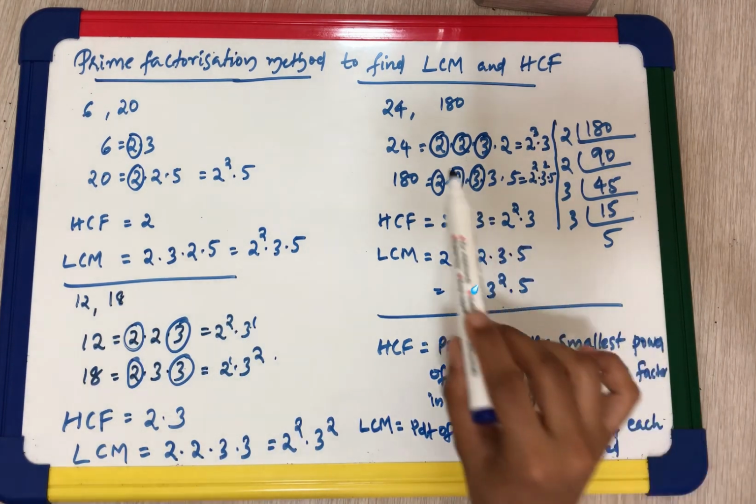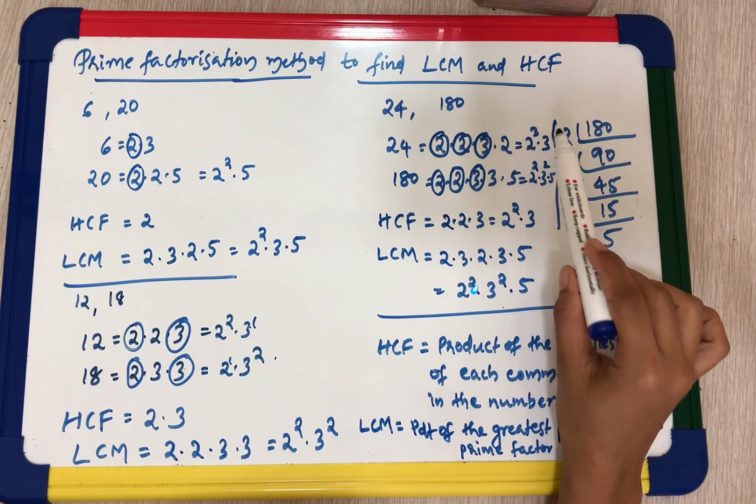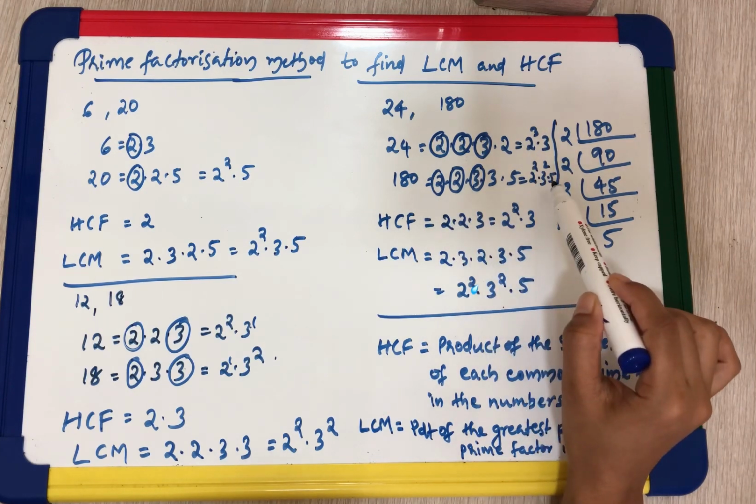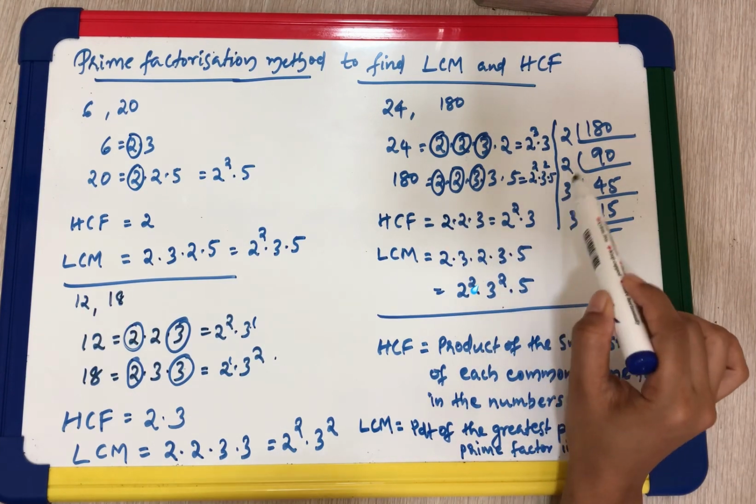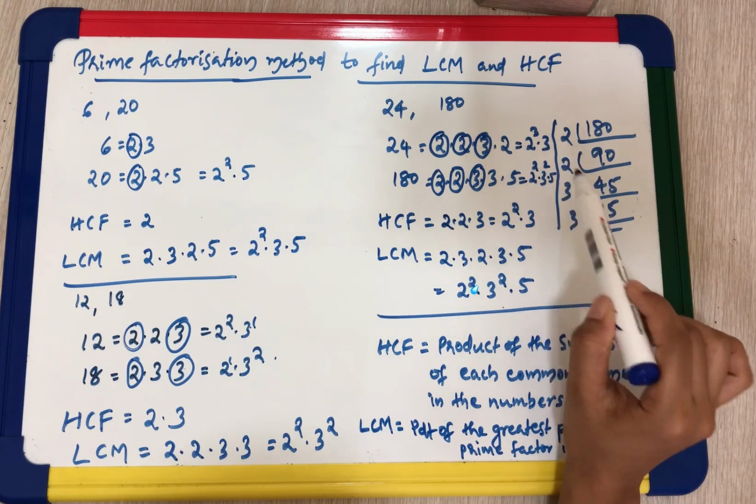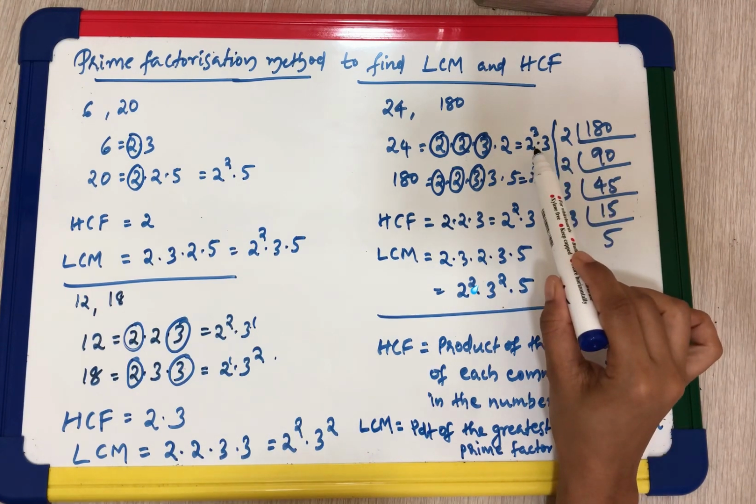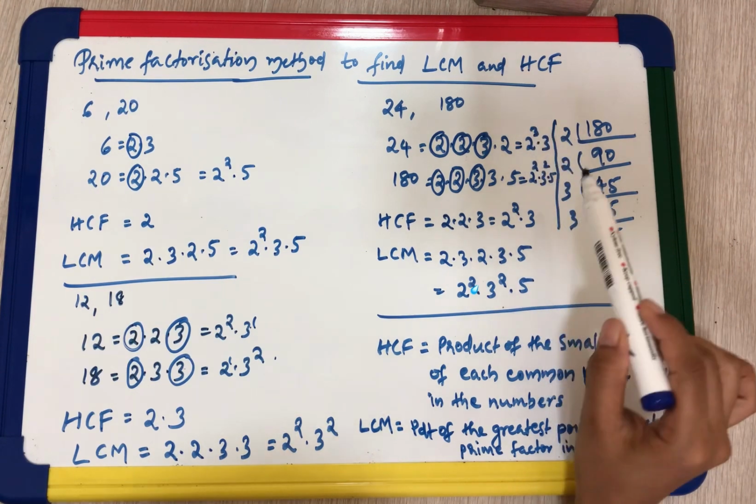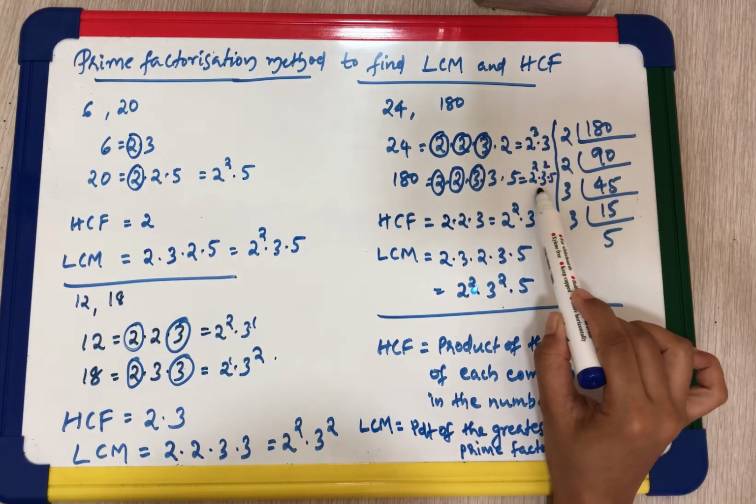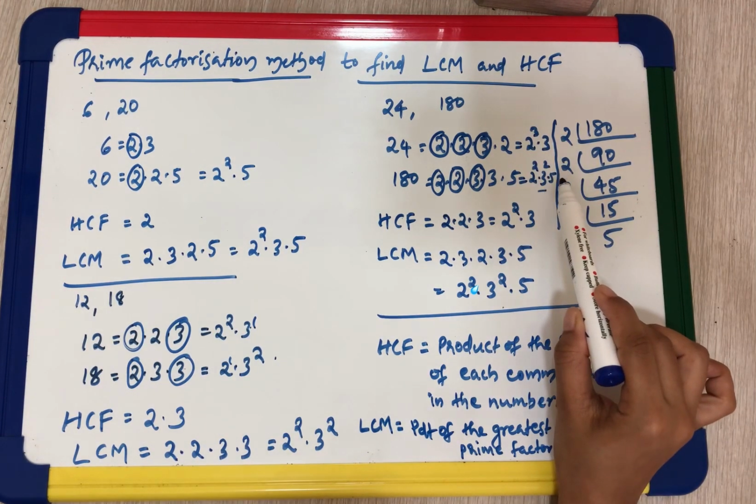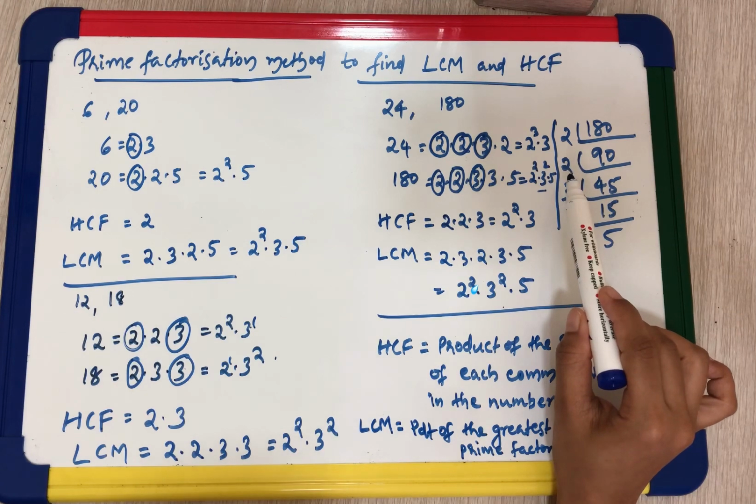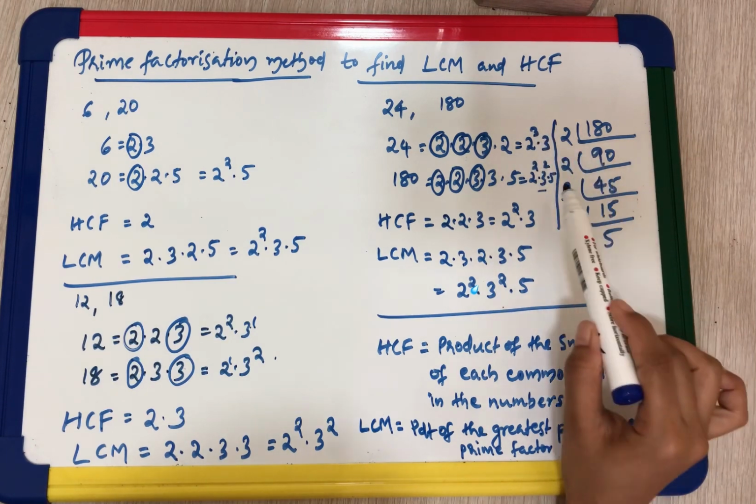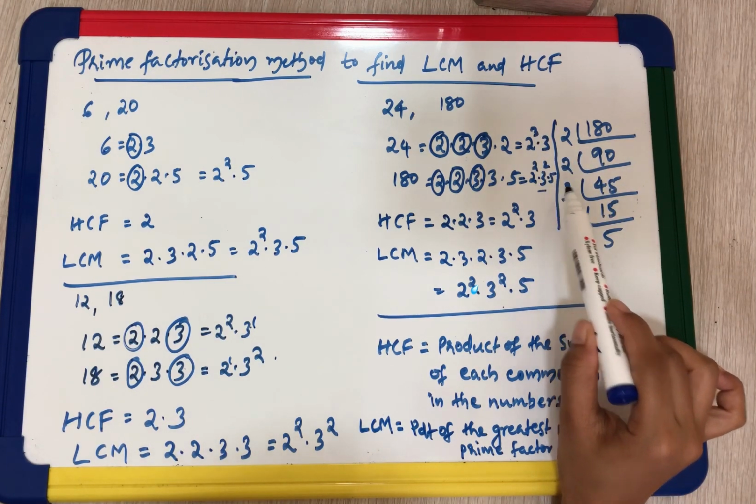Next example, 24 is 2 cube into 3 and 180 is 2 square into 3 square into 5. Therefore, the prime factors involved are 2, 3 and 5. The greatest power of 2 is 2 cube here and the greatest power of 3 is 3 square here and 5 is 5 raised to 1. Therefore, LCM is equal to 2 cube into 3 square into 5.